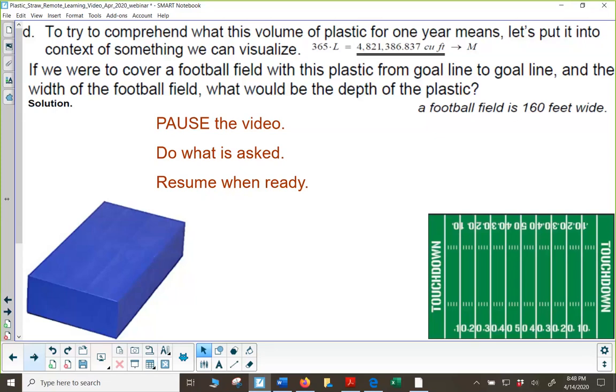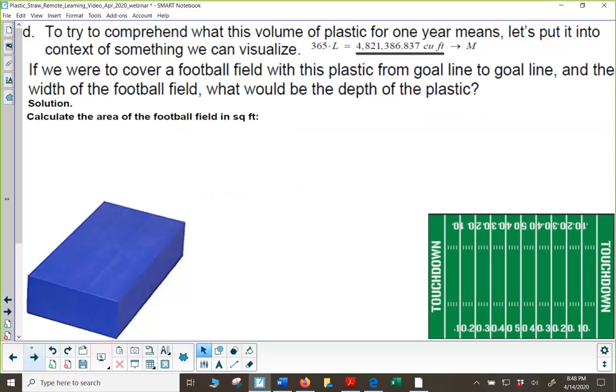All right, let's see how you did. I'm sure you didn't get finished, and you shouldn't have. Don't feel like you should have been able to do this. It's a time crunch here, okay? So we need to calculate the area of the football field in square feet.